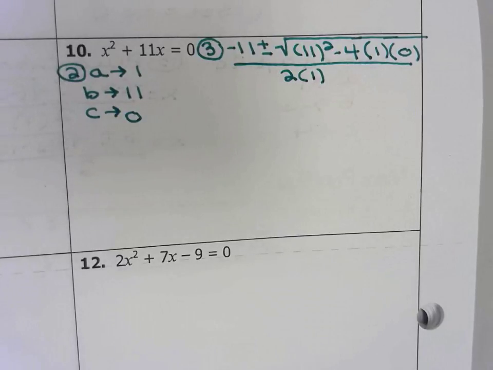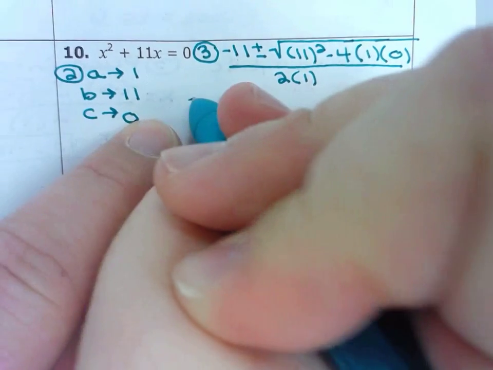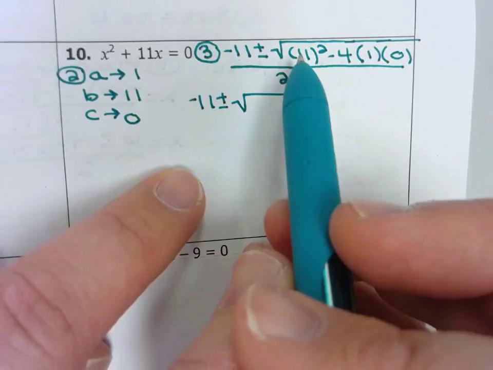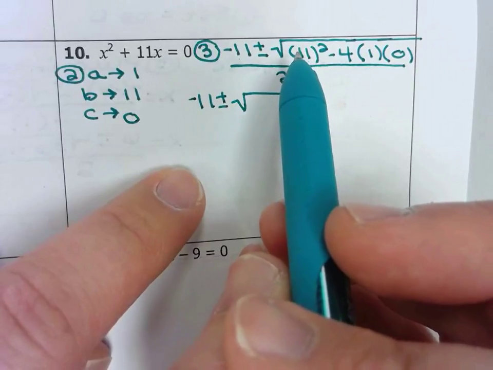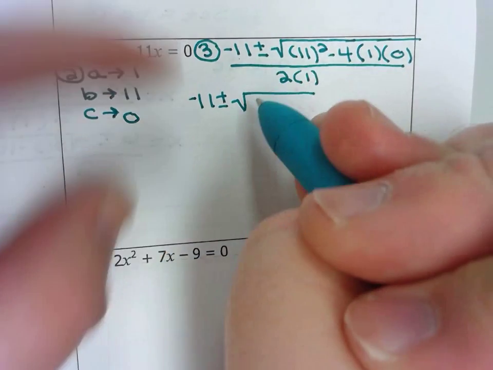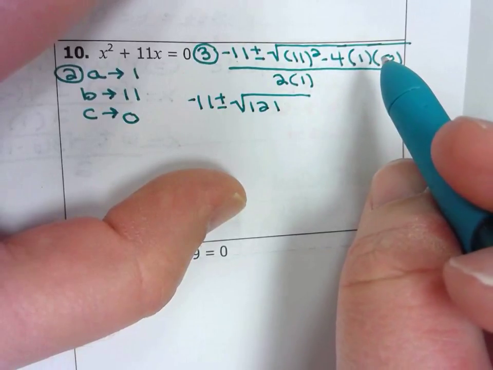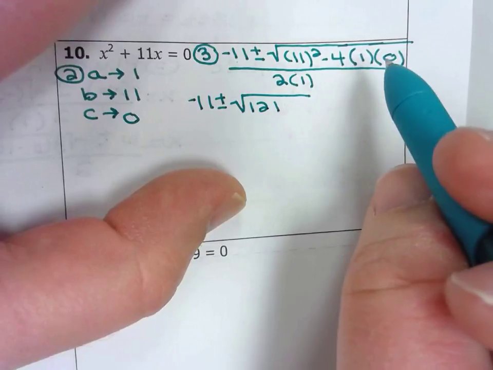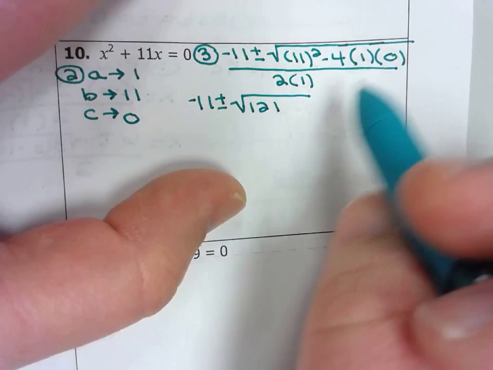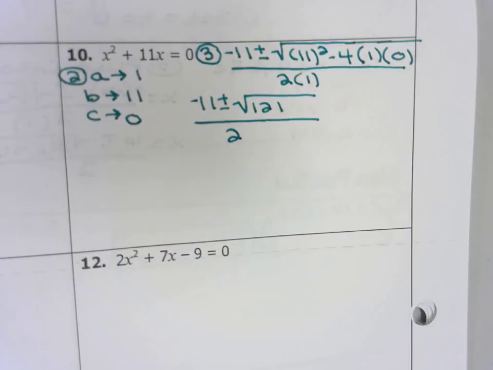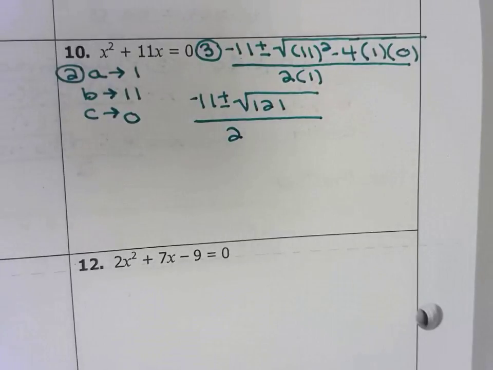Any questions on the plugging in part? It's just like we did on the warm-up, except it's a little more complicated. Now let's go through and simplify. Negative 11 is just there. Plus or minus the square root of 11 squared, 121. And then multiply. Negative 4 times 1 times 0. I'm multiplying by 0, so anytime I multiply by 0, it's 0. I don't need it there. All over 2. So go through from top left over and then do the bottom and simplify it. You guys can do that.